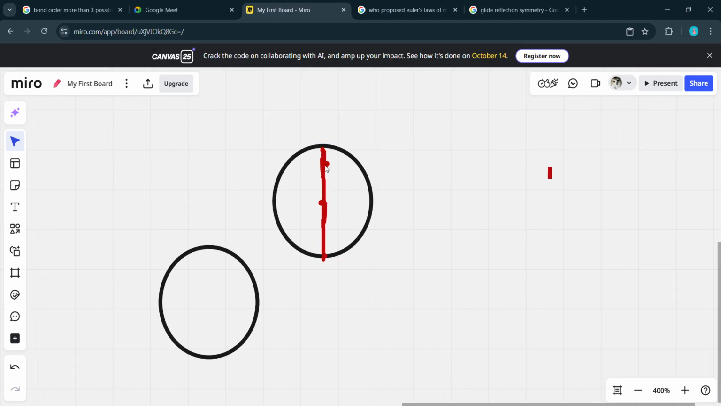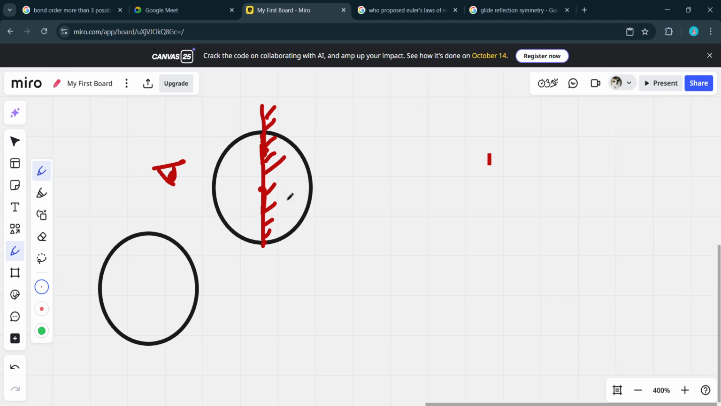So if you look through this, if you place a mirror through this line and see it from here, you will see this thing. Now if you ask me how many ways can we place a mirror to get back this original shape, I would say infinity. And I hope you also know that it's infinity.